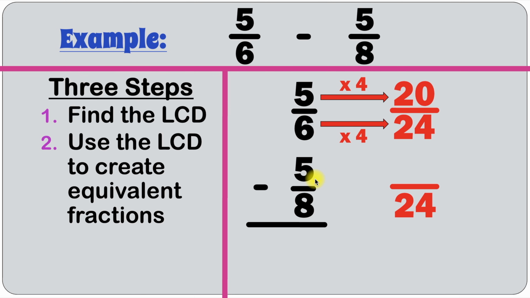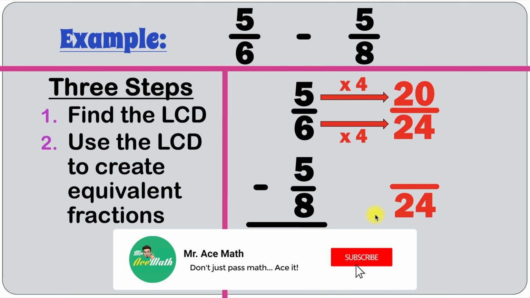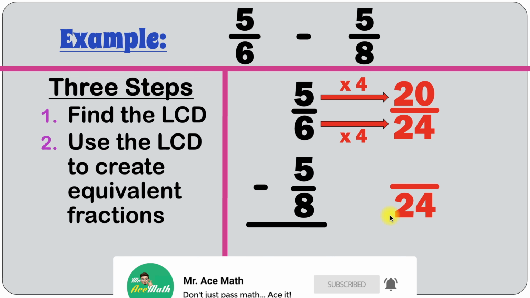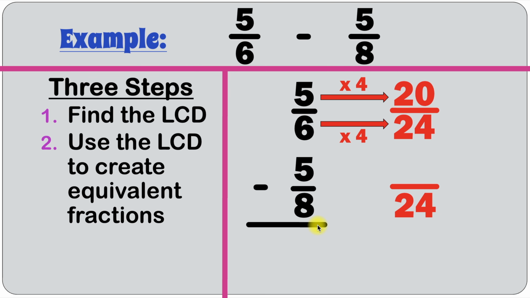Let's look at our next fraction, 5/8. 8 times what equals 24? Well, that's 3. Since we multiplied the bottom of the fraction by 3, we have to do the same exact thing to the top. So we'll multiply 5 times 3, and that equals 15. And that means that 15/24 is equivalent to 5/8.